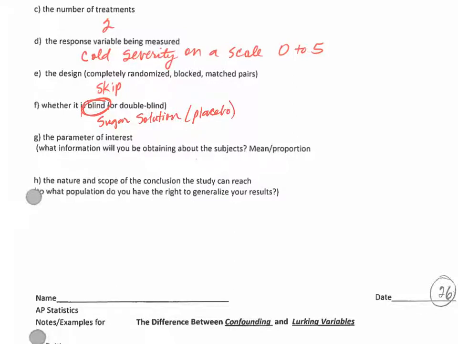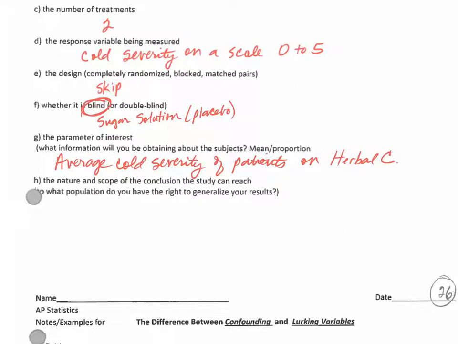All right, what will our parameter, what are we going to say about everybody? Or the whole population? Average. Good. Average cold severity of the patients on the herbal compound. Okay. And who can we generalize to? Yep, just the volunteers. Generalize to the volunteers.